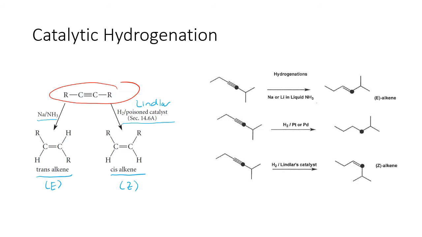Same thing over here, you can see there's that dissolving metal reduction, an E-alkene was produced. Here's the Lindlar catalyst, a Z-alkene was produced. And if you start with an alkyne and you have just hydrogen with palladium or platinum over carbon, you end up with an alkane product. So the reduction goes all the way down to an alkane.